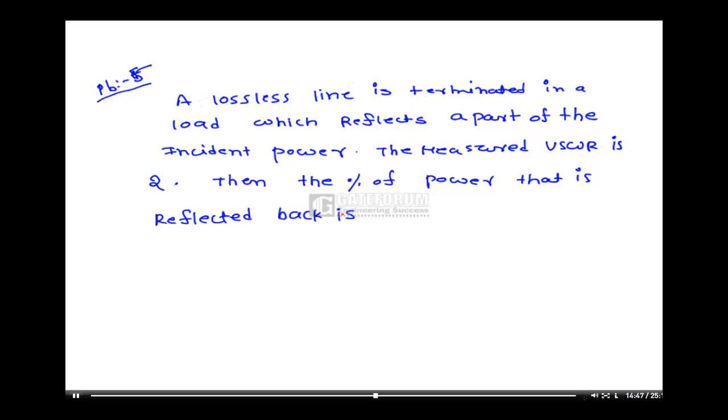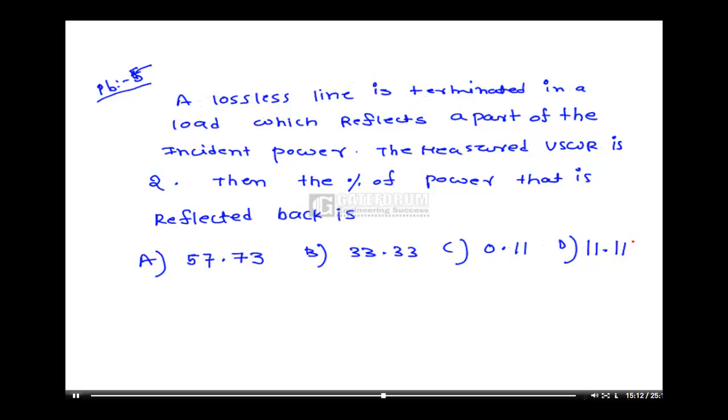Options: option A 57.73, option B 33.33, option C 0.11, option D 11.11.